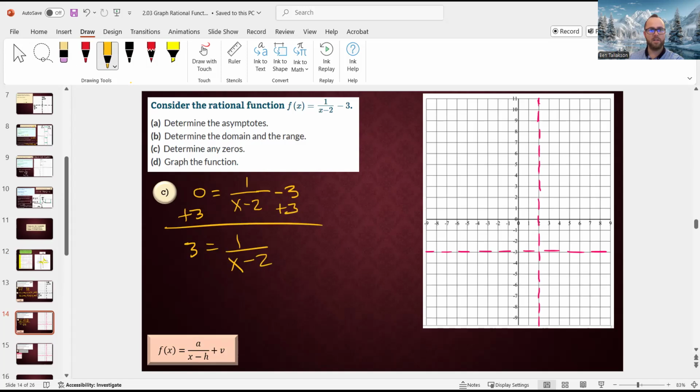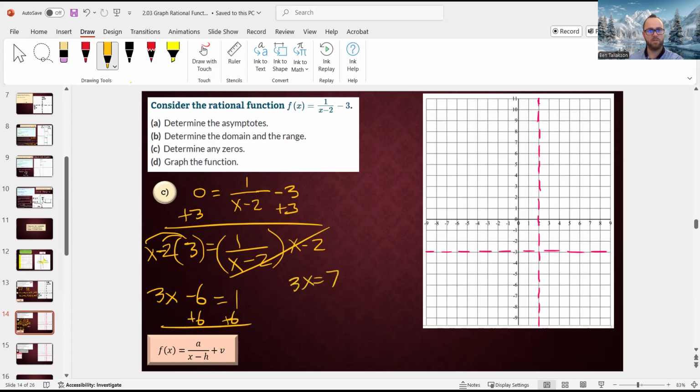And we need that x out of the denominator, so we need to multiply both sides by that x minus 2. Because these will cancel out. You get 3 times x and 3 times -2. That looks like something we can definitely work with. That gives us 3x equals 7. Divide both sides by 3.